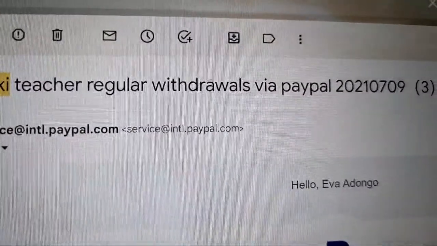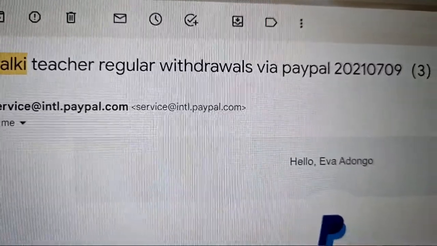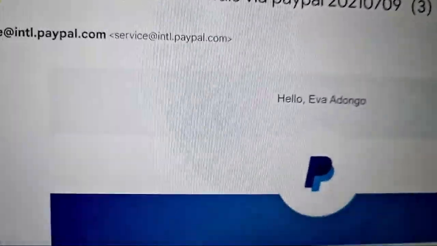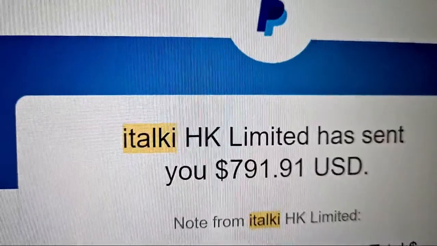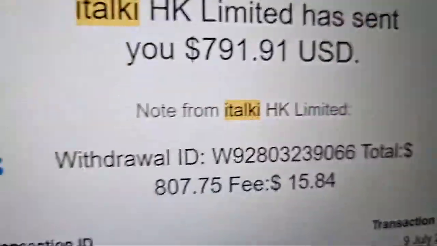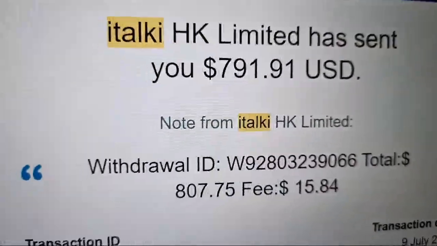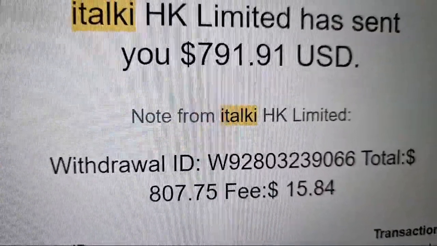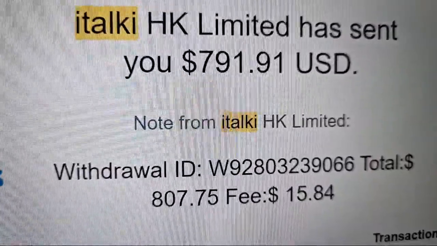Oh yeah, so this is what happens. You can see Italki teacher regular withdrawals via PayPal. I sent you $791, not from Italki Limited, withdrawals, and then they charge. So this is what I withdrew, $807, and then they charged me $15. I don't know what that rate is. It comes to about, I think, 20%. I don't know. Let me do the math and see how much they charge.